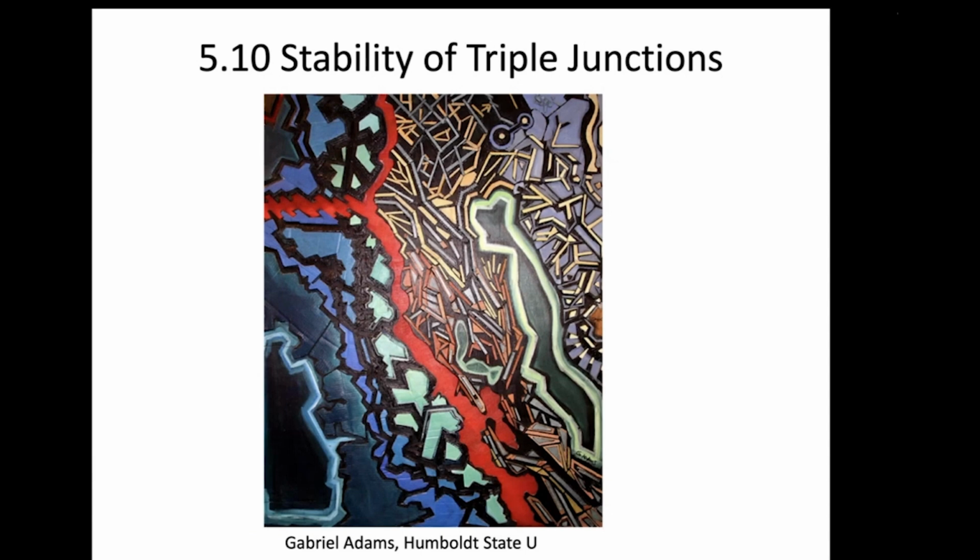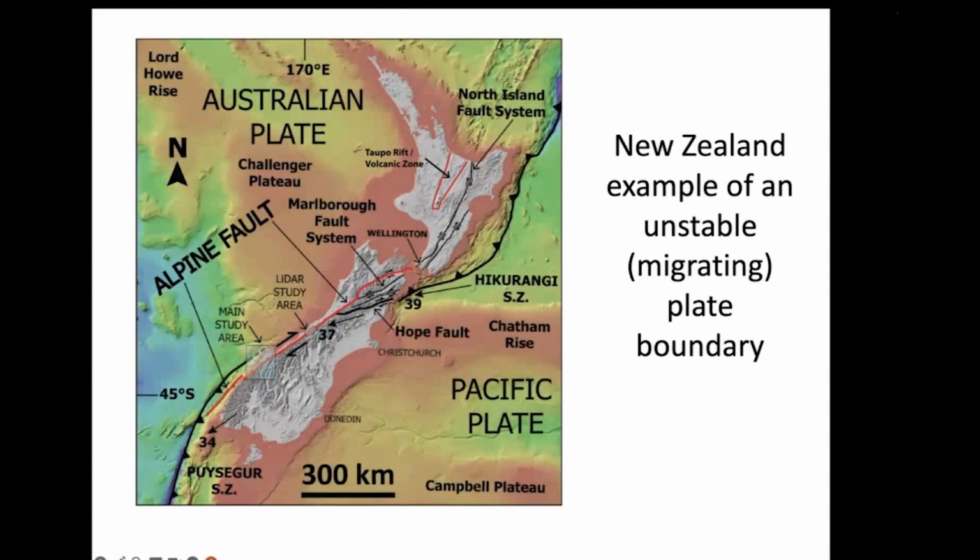All right, so in the last part of this lecture, we're going to talk about the stability of triple junctions, because we have a few questions about that on the midterm. So let's talk first about unstable plate boundaries. This is New Zealand, North Island, South Island, Pacific Plate, Australian Plate. The Pacific Plate is being subducted beneath the Australian Plate in the north, and the Australian Plate is being subducted beneath the Pacific Plate in the south.